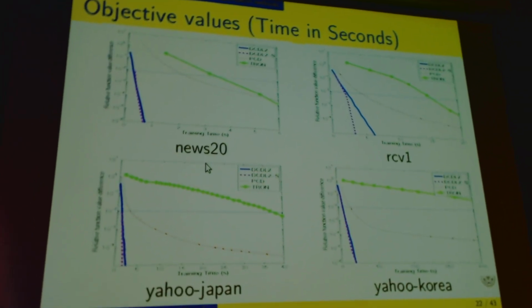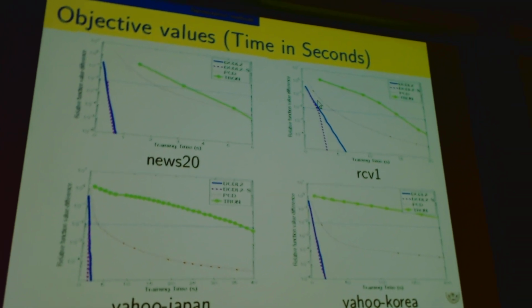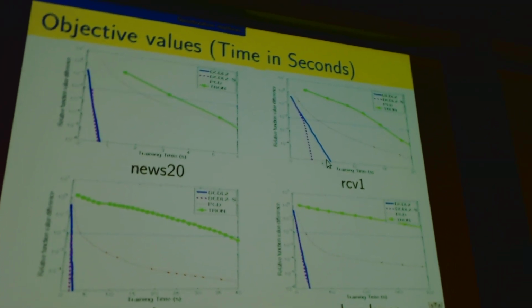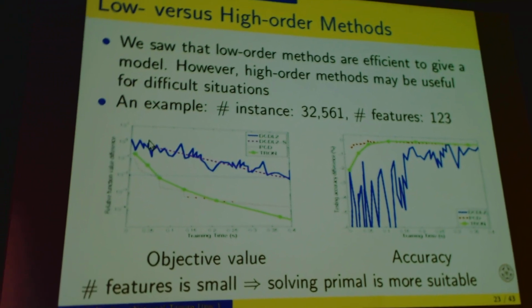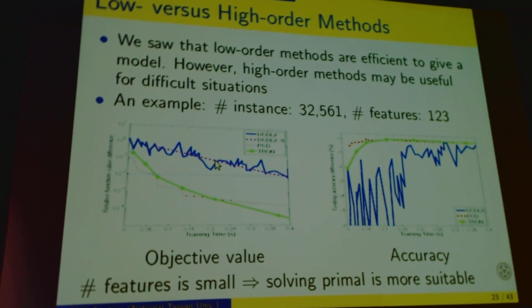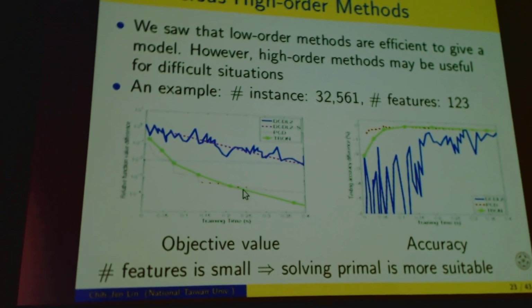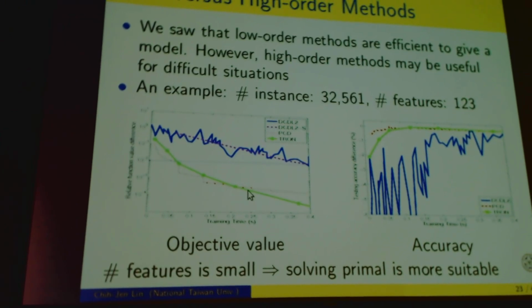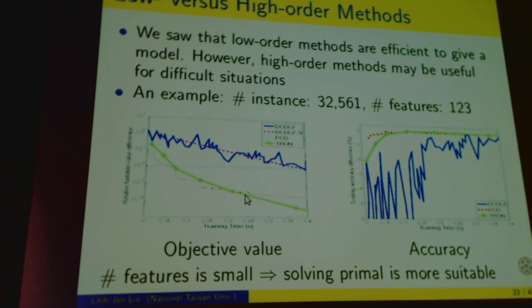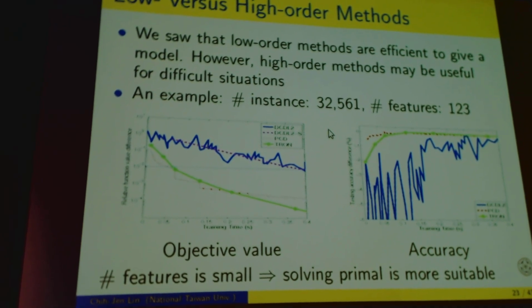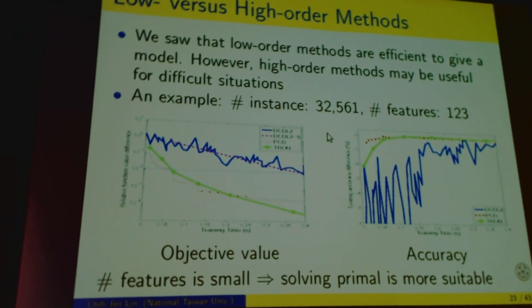In the previous slides, the blue curve is the dual coordinate descent, which is very good. But now we can see that it is much slower than the Newton method, which is the green curve here. So for this example, the green curve performs the best as the second order method. Of course, there are some reasons behind this.